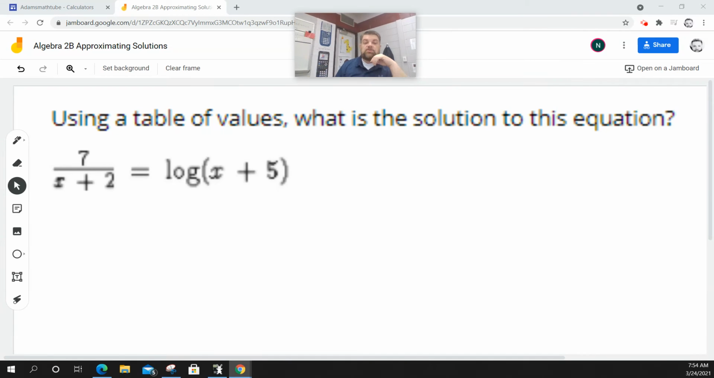All right, so this one says use the table of values. Using the table of values, what is the solution to this equation? That's not the best worded question. But anyways, we're going to plug in the left-hand side of the equal sign and the right-hand side of the equal sign. So let's do that.